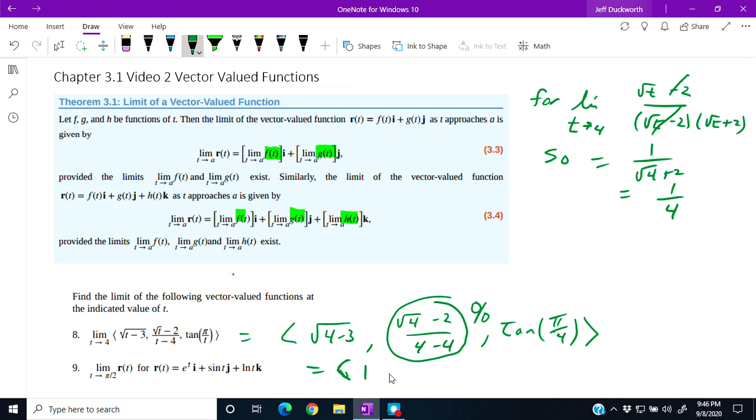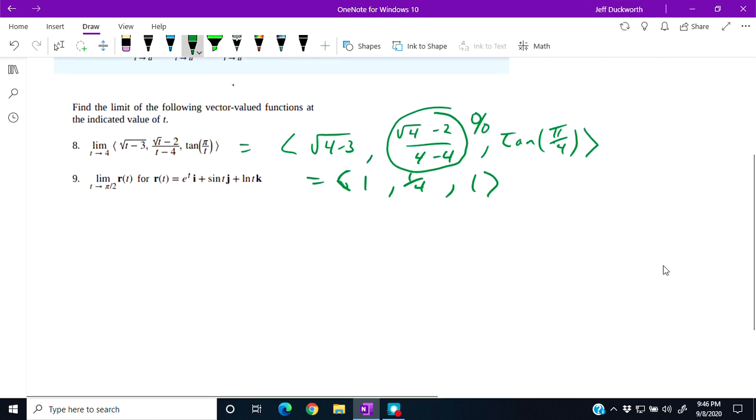So essentially this is going to equal, we've got 1, we've got 1/4, and tangent of pi by 4 is just 1. So this is going to be our solution to problem number 8. Again, that middle one took a little bit of work, but the other two are pretty straightforward. Hopefully number 9 will be more accommodating. We'll see.